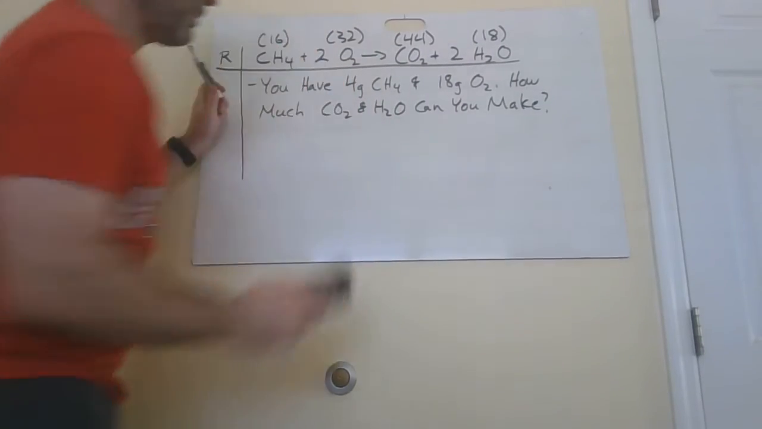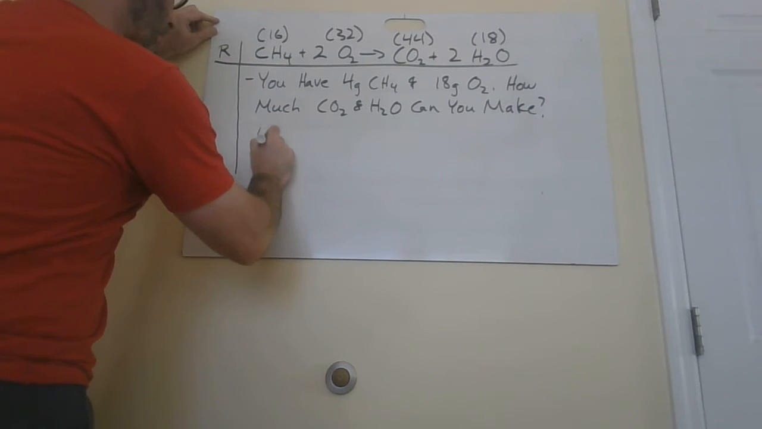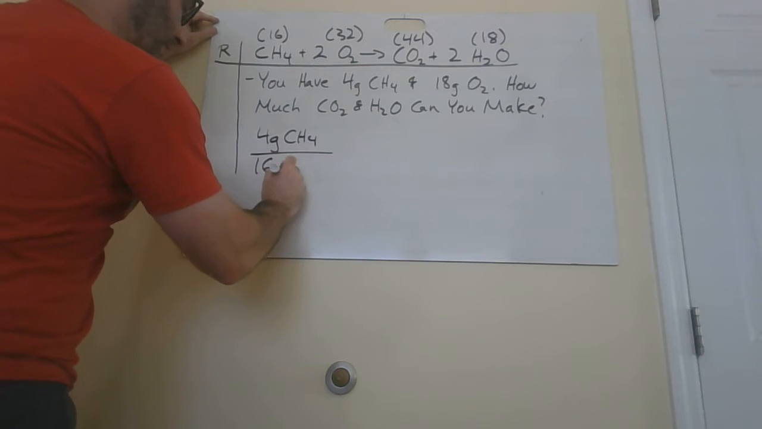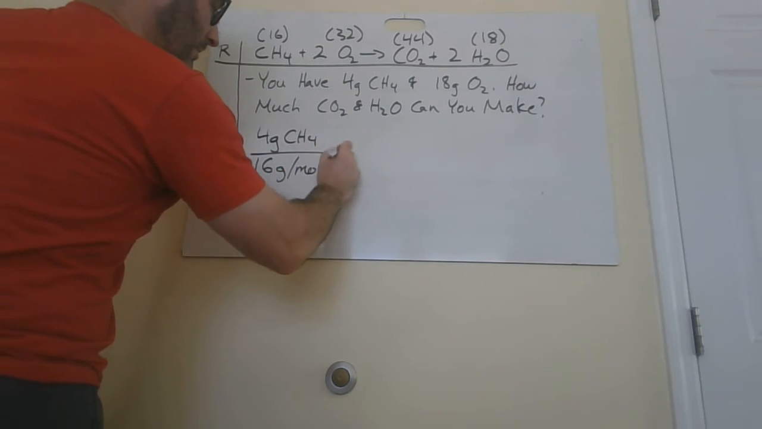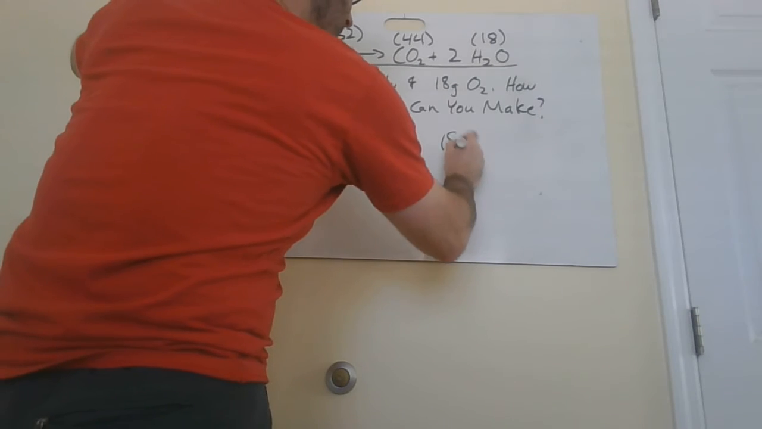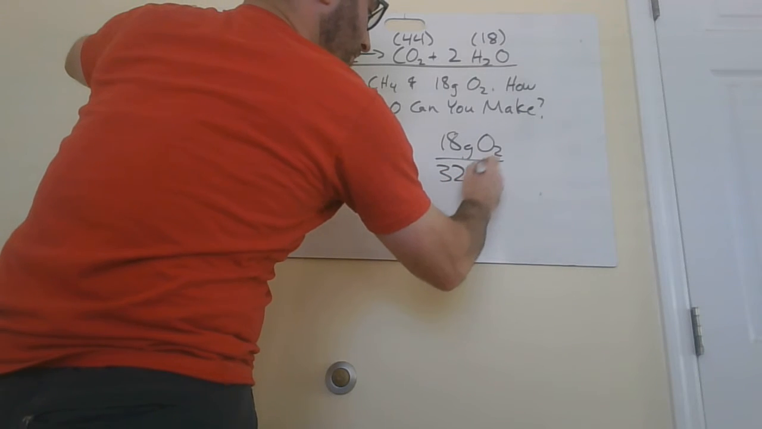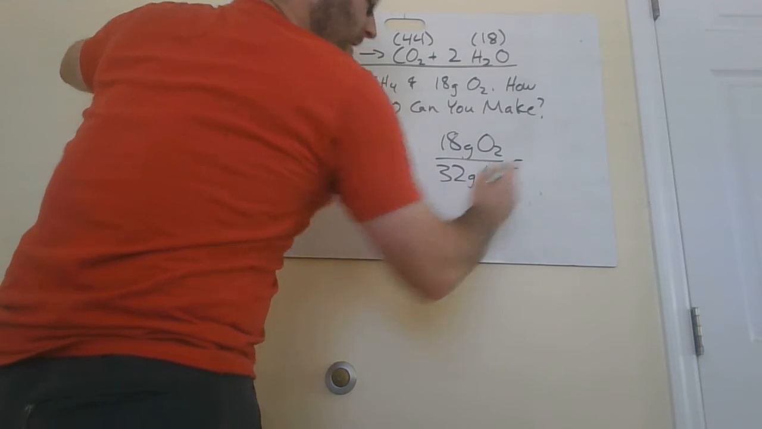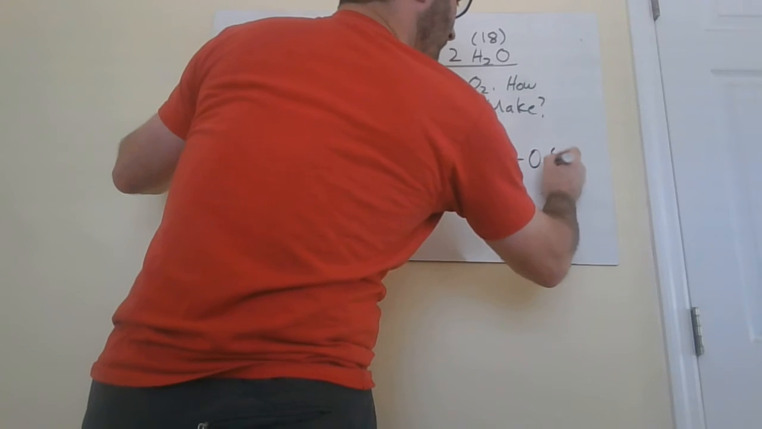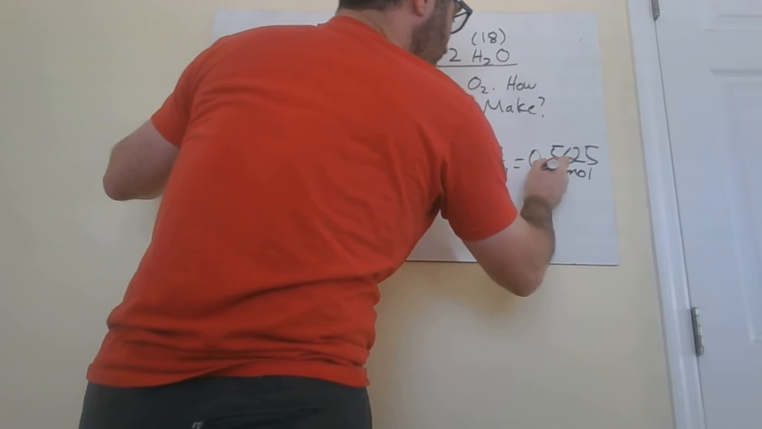So first thing when you're doing limiting reagent is you got to get moles. So 4 grams of methane over 16 grams per mole, well, that's 0.25 moles. 18 grams of oxygen over 32 grams per mole is 0.5625 moles. And I know you can round here, but let's just leave this for a second.